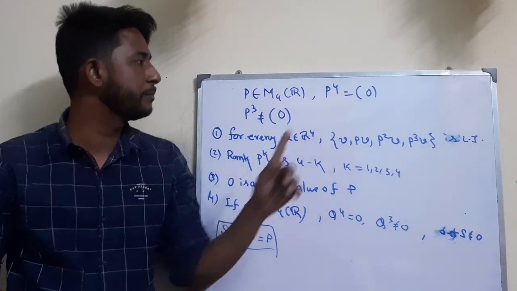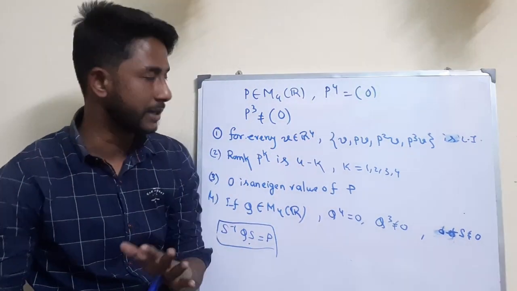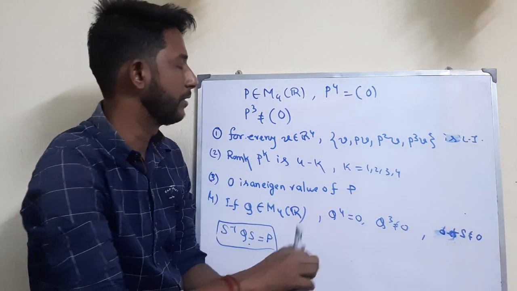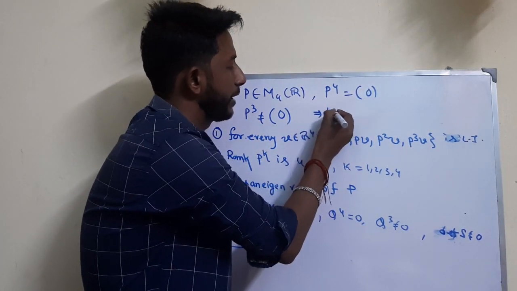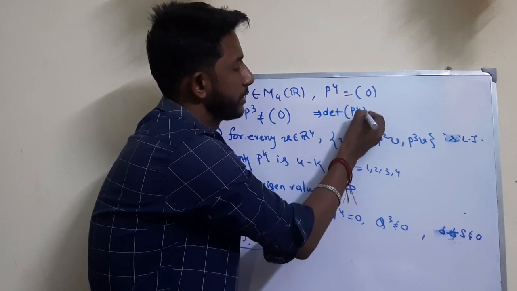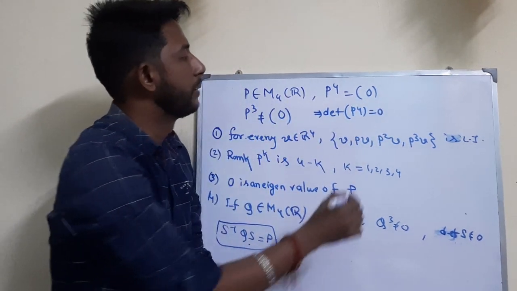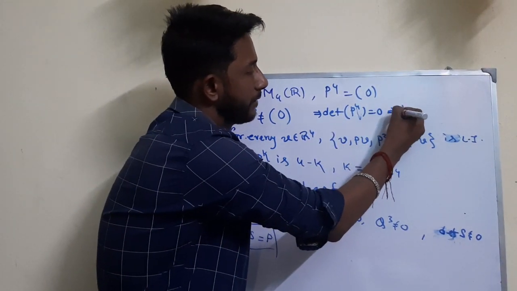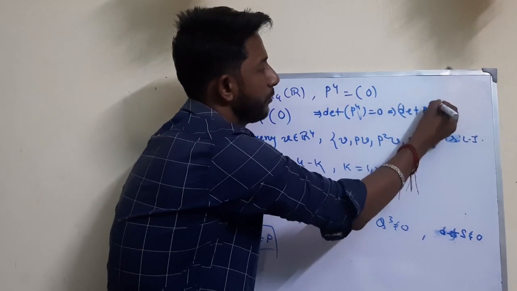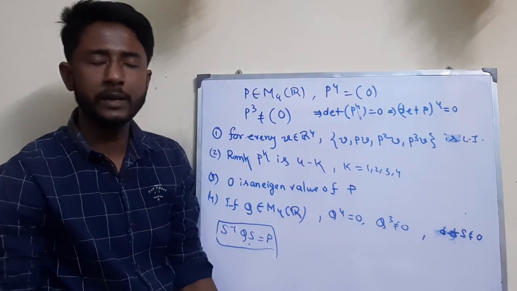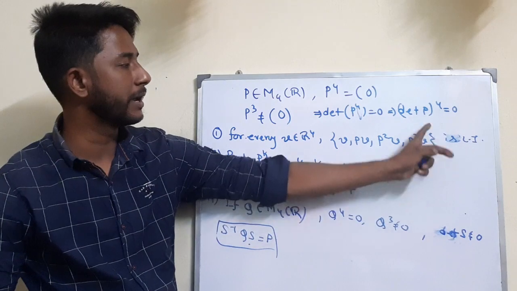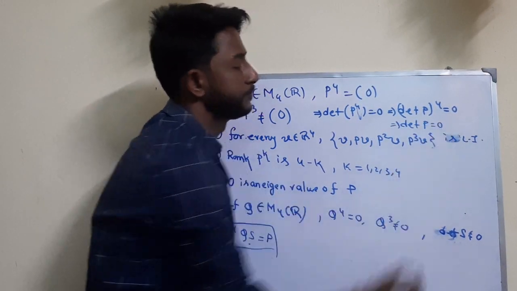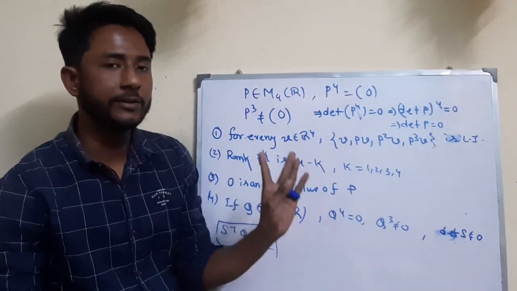First of all, observe that P to the power 4 is the 0 matrix, right? So if P to the power 4 is equal to 0, I am taking the determinant on both sides. The determinant of P to the power 4 is equal to 0. Now, it means that det of P, the whole to the power 4, is equal to 0. We know that det of AB equals det of A into det of B. So from this I can say that det of P is equal to 0.